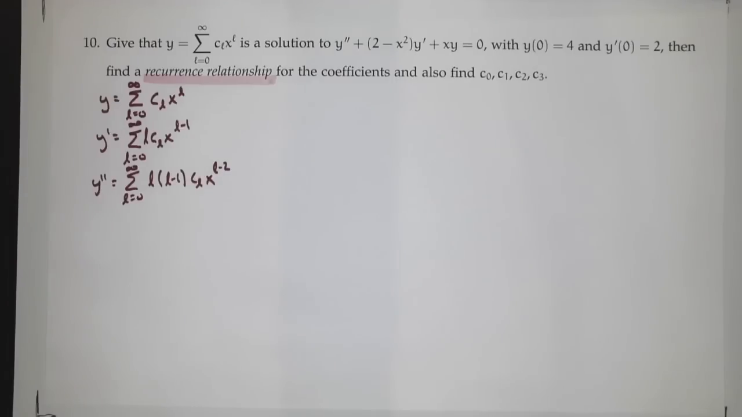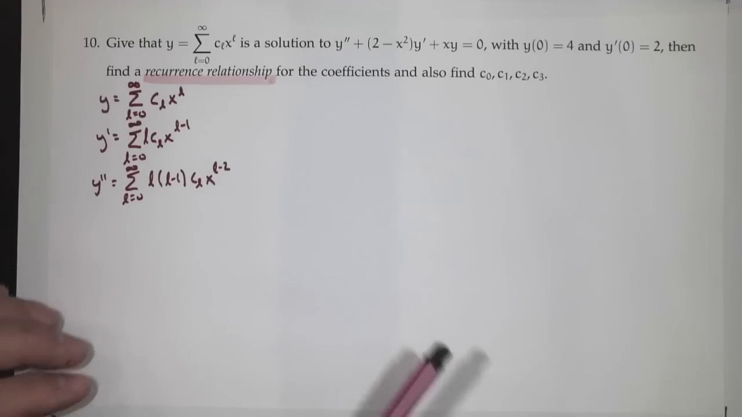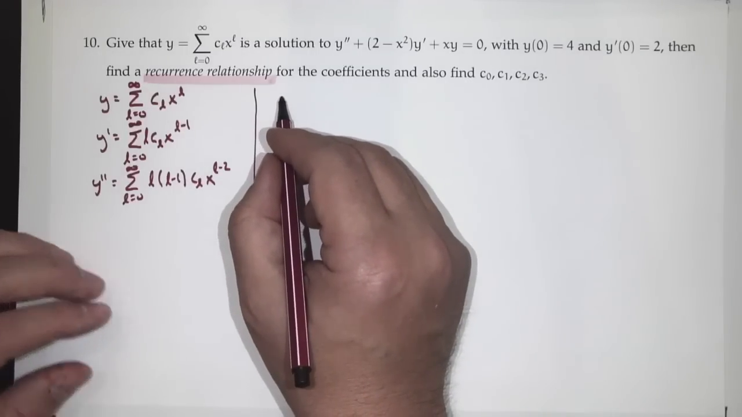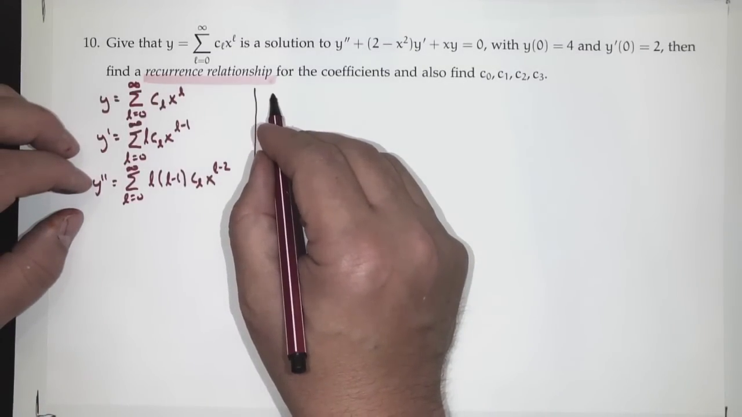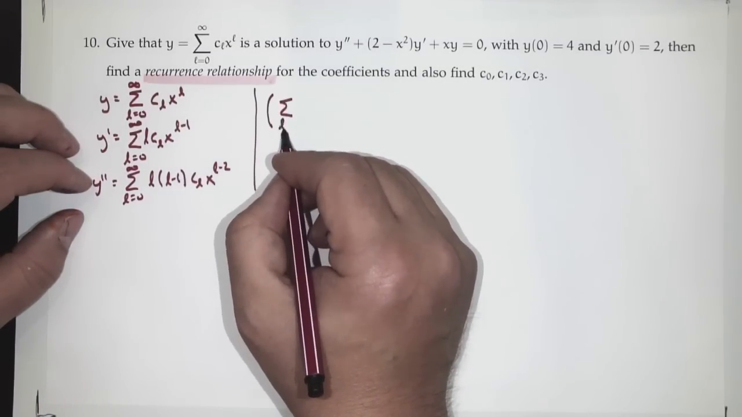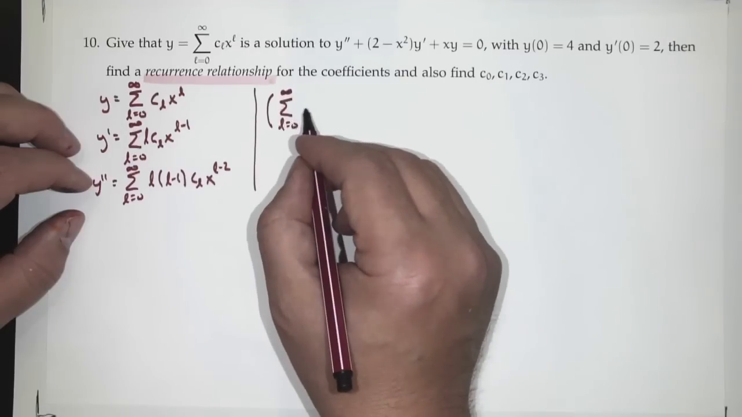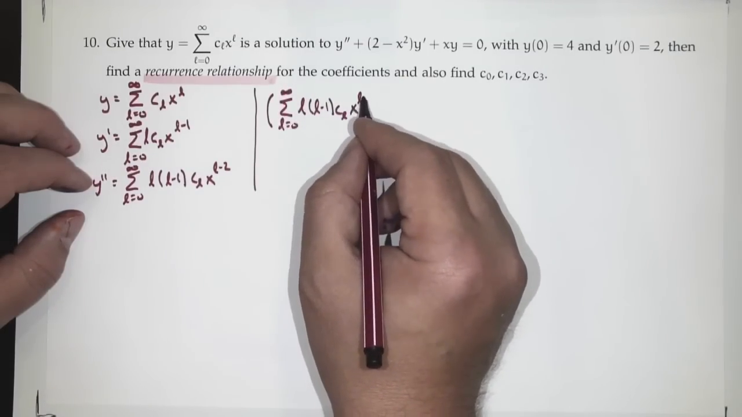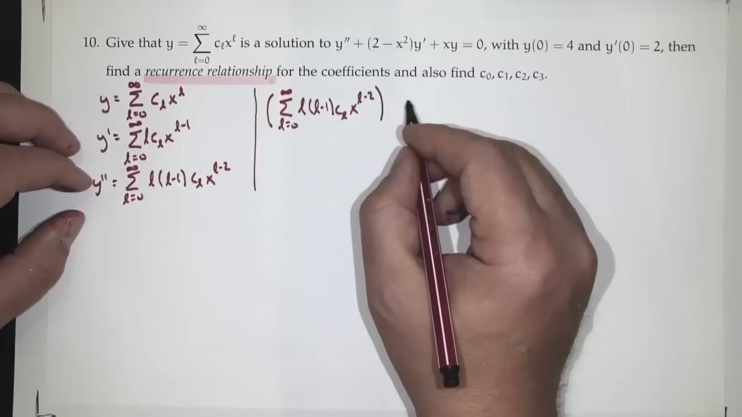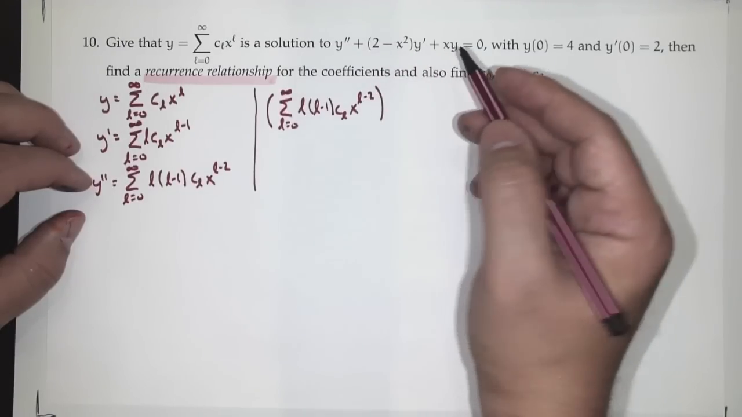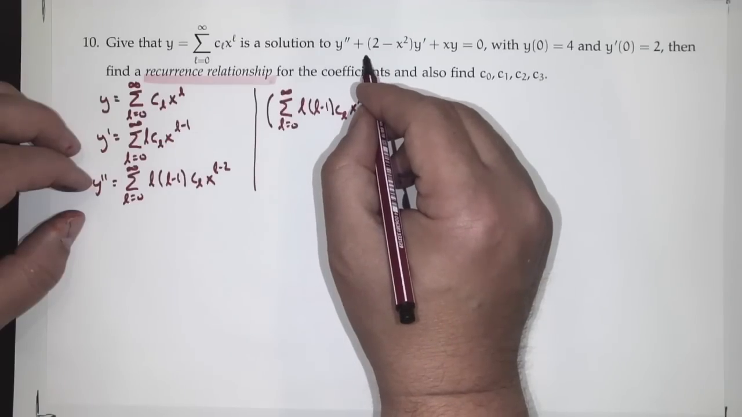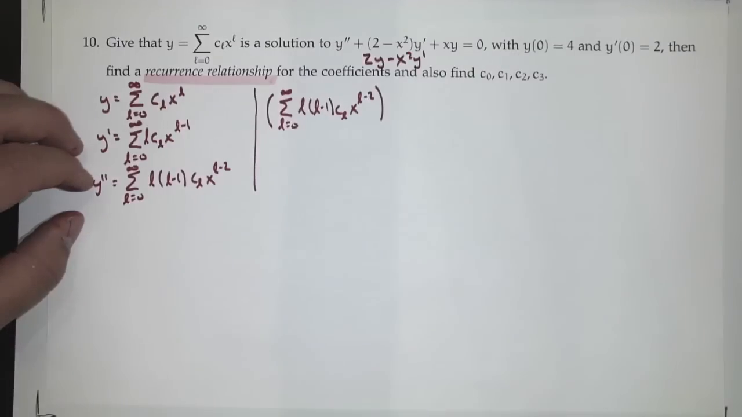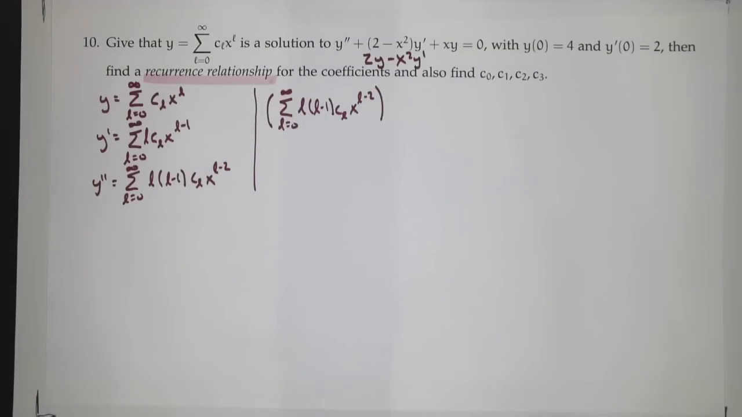So those are our pieces, and we now put them in. So we have our y double prime, this sum, L equals 0 to infinity, L times (L minus 1) c sub L, x to the L minus 2. This (2 minus x squared) y prime. Now, I would encourage you to split this as 2y prime minus x squared y prime, because you're going to do something slightly differently with each piece.